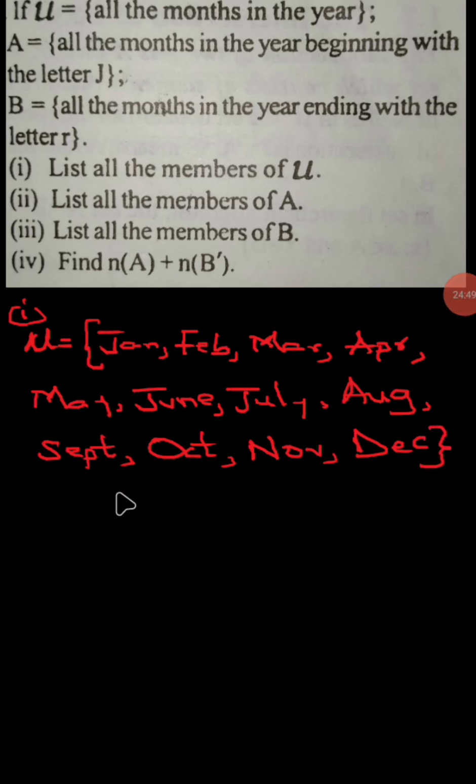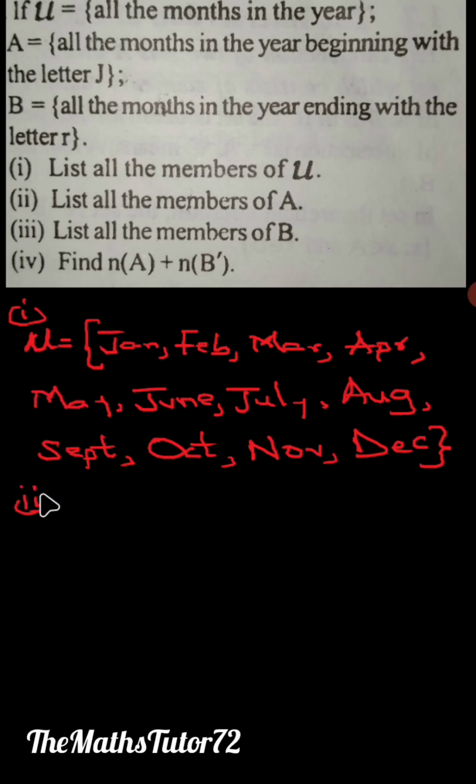So next, we're done with listing the universal set. We're going to list the second set, which is the members of A. I'm going to use another color for that, green. So I have set A equals all the months in the year that begin with letter J. So here we have January. I'll just say January here. Then we have June. Then we have July. Then this is all.